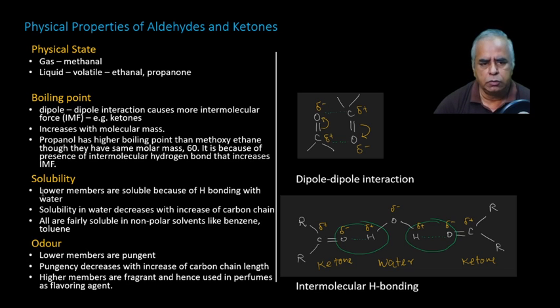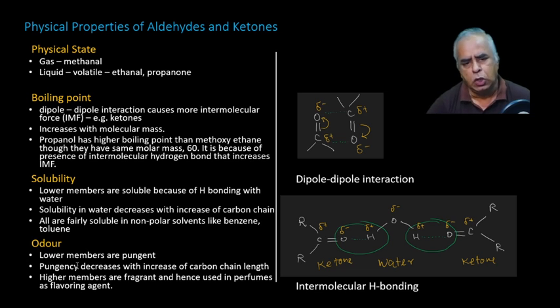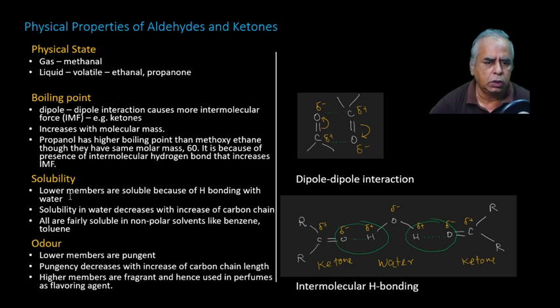Then solubility. Lower members are soluble because of H bonding with water, and solubility in water decreases with the increase of carbon chain. All are fairly soluble in non-polar solvents like benzene and toluene. Then odor: lower members are pungent, and the pungency decreases with the increase of carbon chain length. Higher members are fragrant and hence they are used in perfumes as flavoring agents.